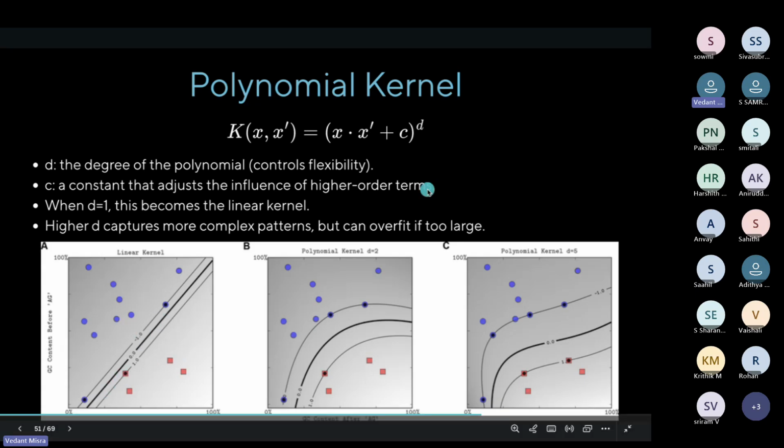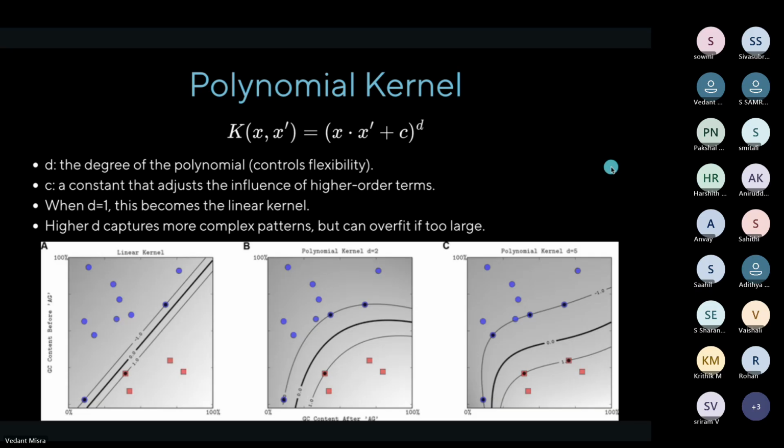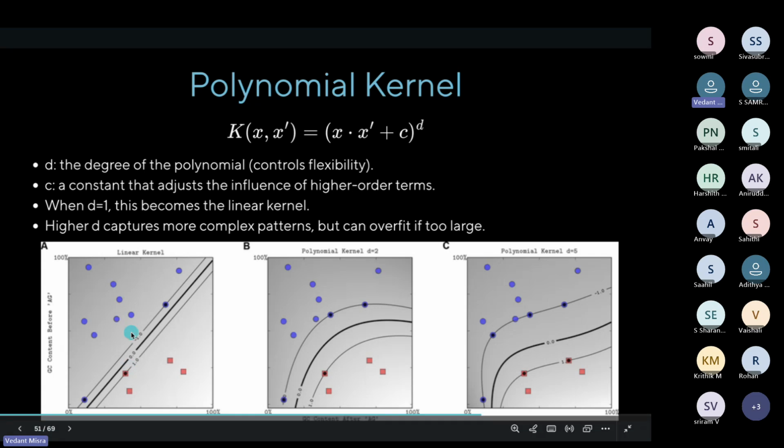So if we see this, basically here D is 2, here D is 5, and here this is the linear kernel where D is 1. So you can see here we're just fitting a line. Here we're fitting some sort of parabolic thing, and here it's some higher degree thing.